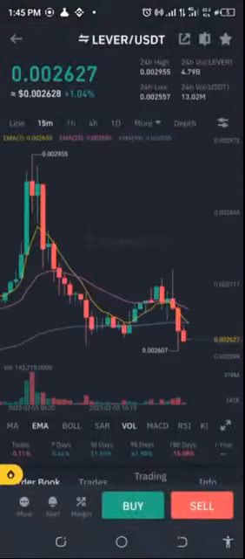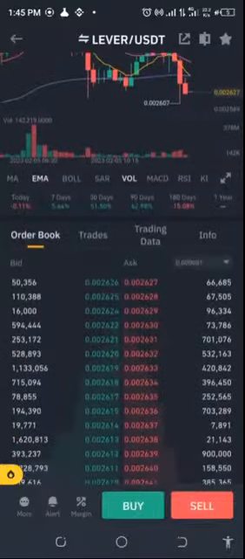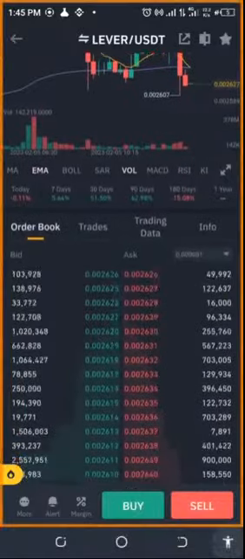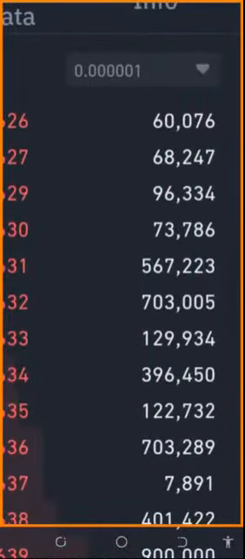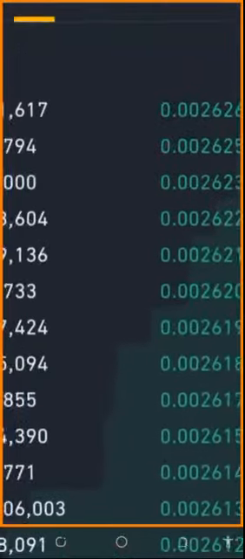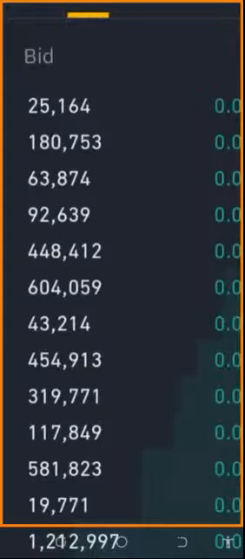Now if you look at this, you will see that there's quite a lot of velocity going on here. You can see that it's moving. People are buying, people are selling. You can see that things are going on, but not too much on the sell side. On the buy side, there's a whole lot going on.